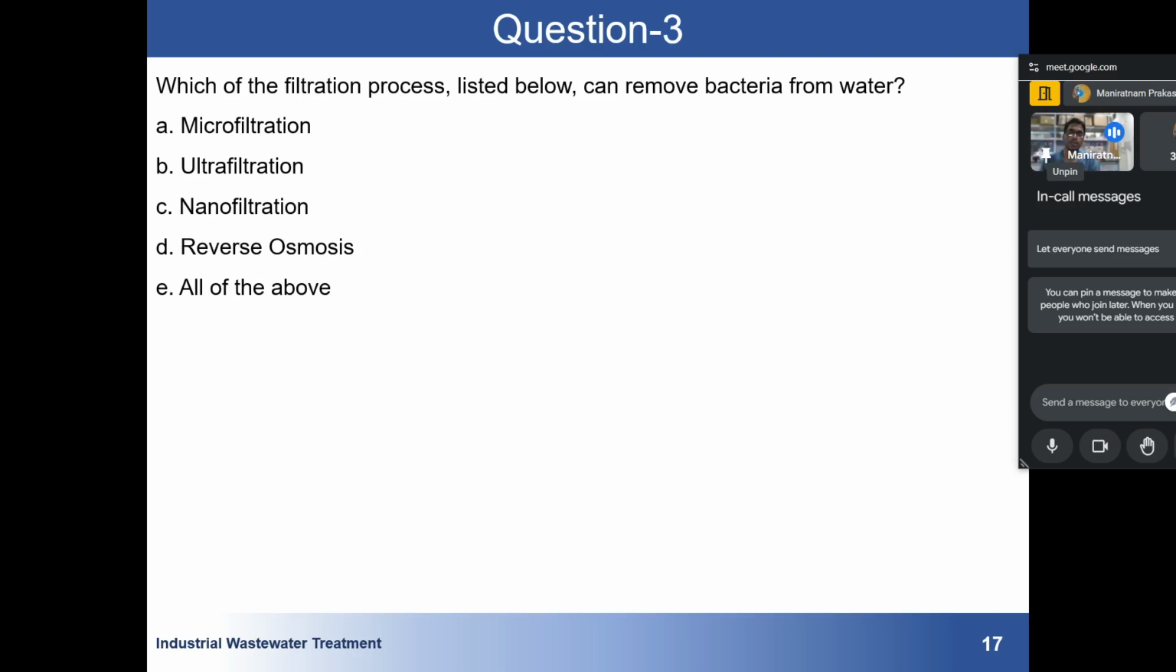Which of the filtration processes listed below can remove bacteria from the water?